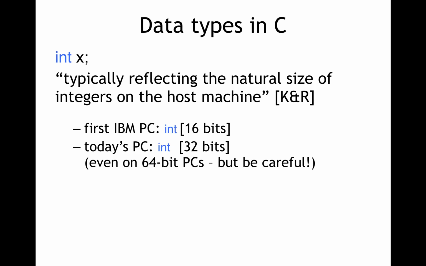Okay, so integer is very common. It's a common type in programming languages. It reflects the natural size of integers on the machine. In the first IBM PC, a very old version, it was only 2 bytes, but in current PCs, even 64-bit PCs, it's 4 bytes, which is 32 bits. But be careful, because we don't know, maybe newer machines will change it.